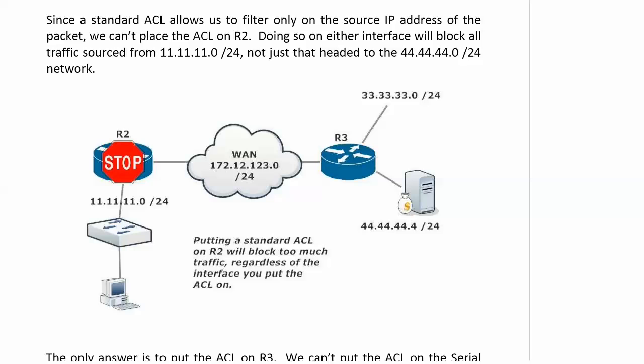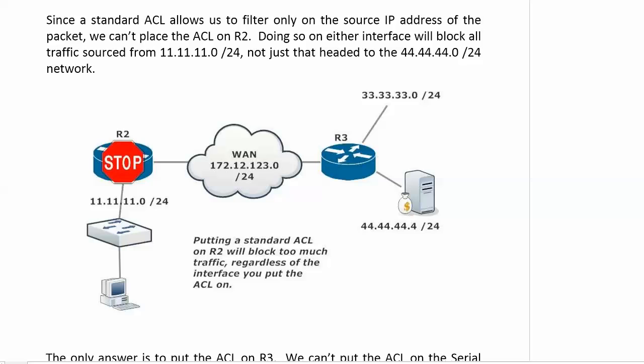So that's going to have a lot of unwarranted side effects because let's say network 11 had some important data that it needed to send to network 33 here. Or maybe router 3 is the hub and that's the way out to the end. Who knows what it could be set up as. But you don't want to block all the traffic coming from network 11, just that headed to the 44 subnet. Putting a standard ACL on router 2, period, is going to block too much traffic. The only answer is to put the ACL on router 3.